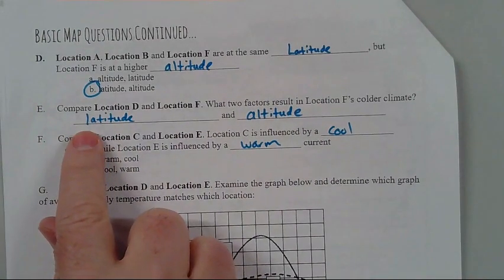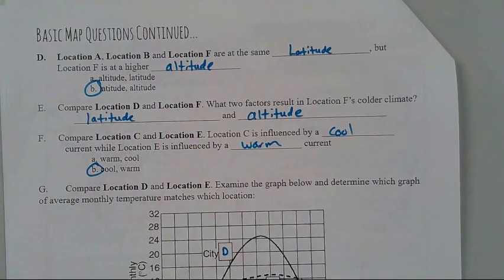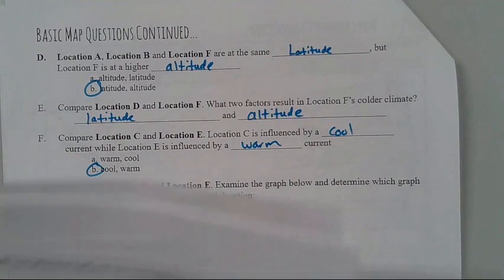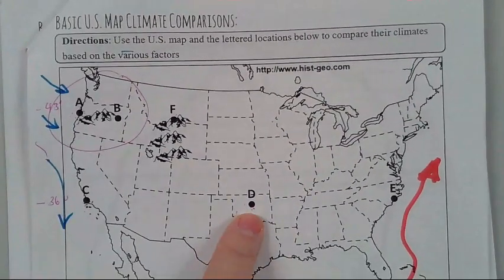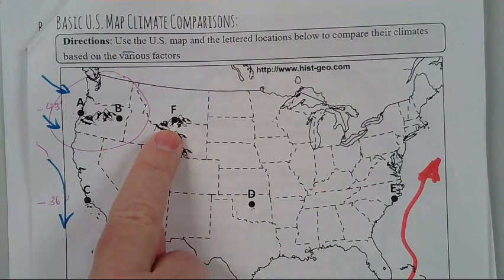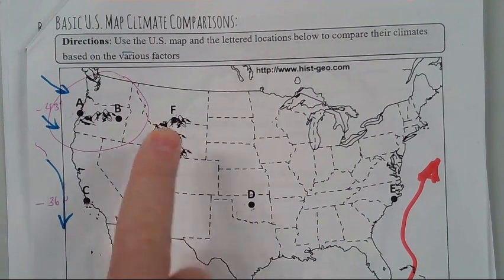Question E, compare D and F. What two factors result in F's colder climate? D is here, F is there. F is both at a higher altitude and latitude.